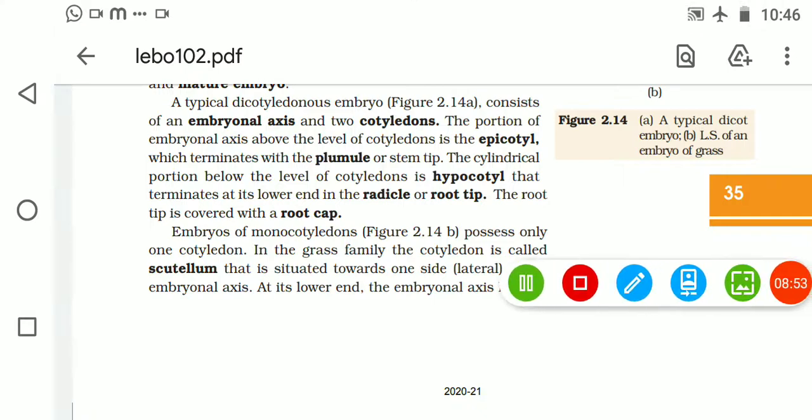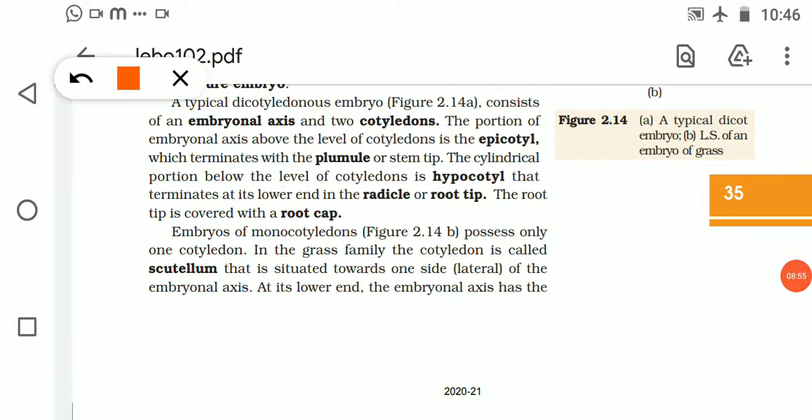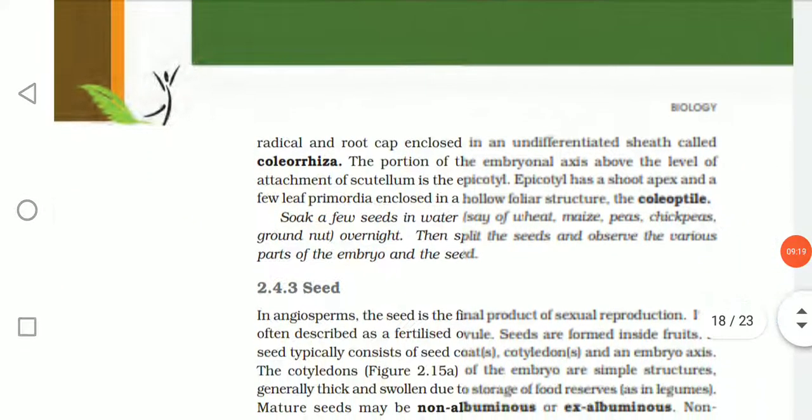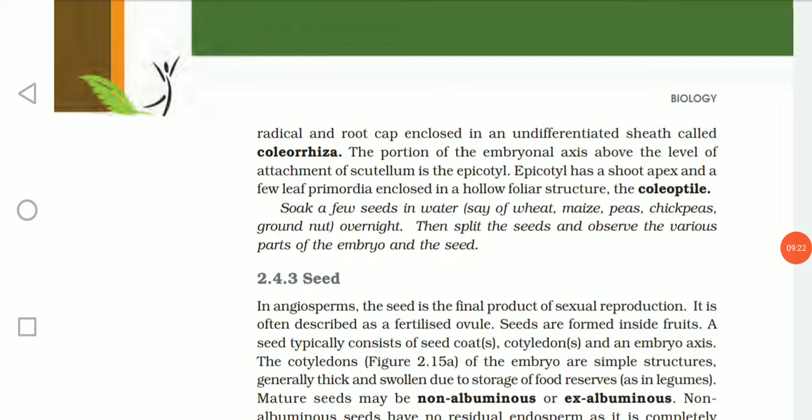Okay, now what happens in the monocotyledons? Herein they have the cotyledon, which is called the scutellum. It is situated towards one side of the embryonal axis. At the lower end, what happens? The embryonal axis has the radicle and the root cap, which is enclosed in an undifferentiated sheath, the coleorhiza.